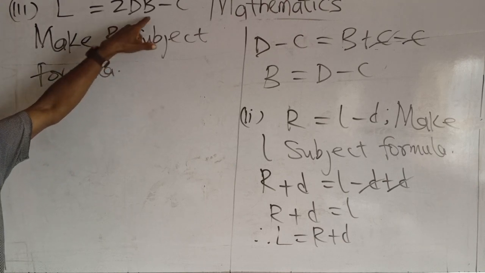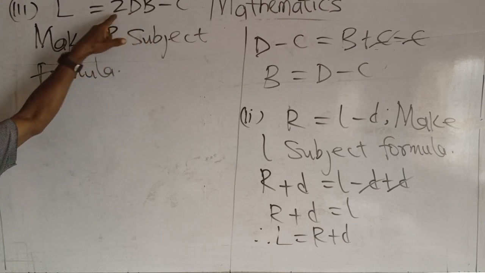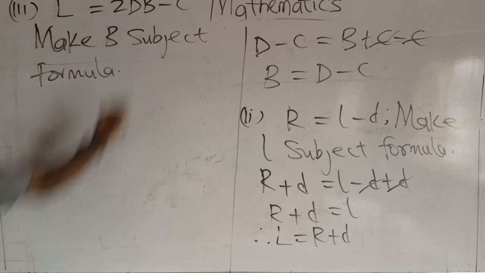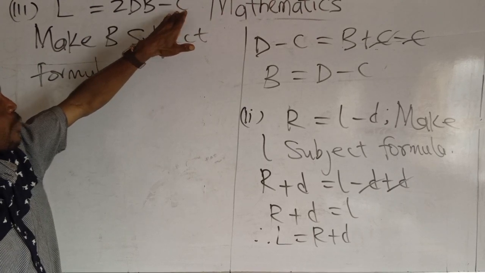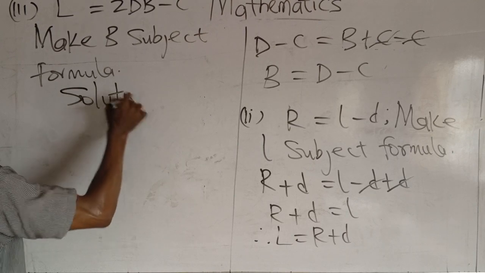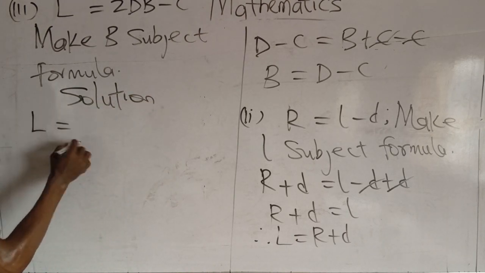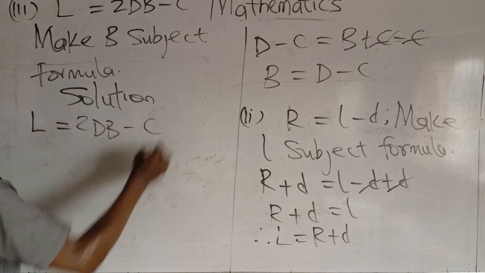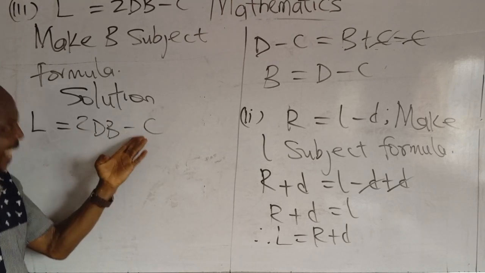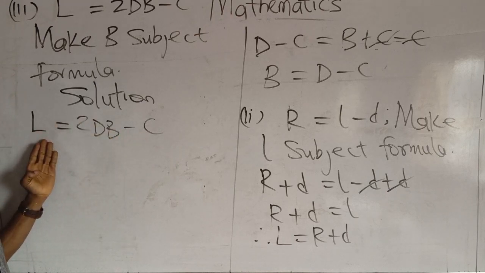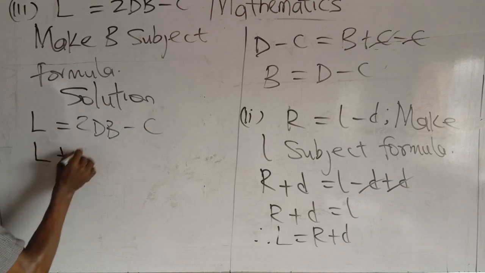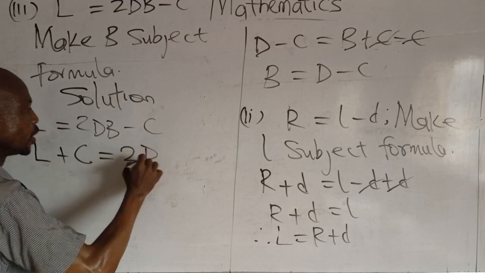But B is multiplying D and 2 here in this equation. So what do we do? First, our C here is separated with a negative. So let's look at the solution. L is equal to 2db minus C. So we are going to move C. Because C is negative here, when it crosses the equality sign, it becomes plus. So we now have L plus C is equal to 2db.